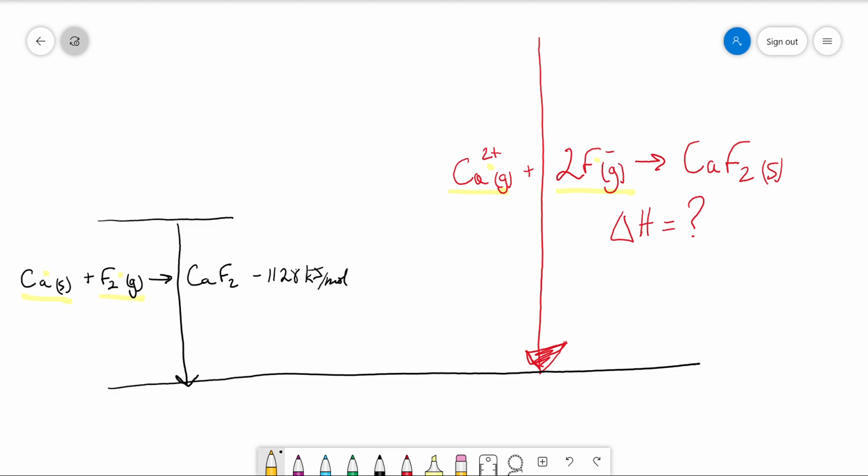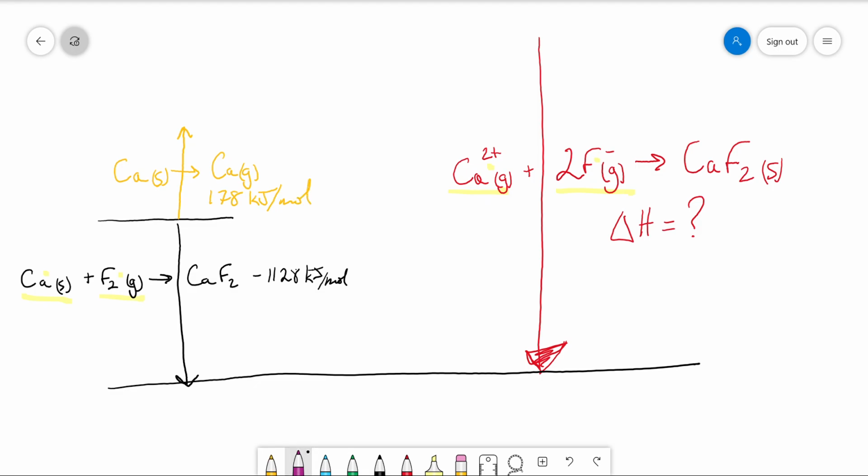All right, so the first step, I'm just going to deal with calcium first. I'm going to ignore fluorine for a minute. So let's do the first step for calcium. The first step is to turn the calcium solid into a gas. So that's sublimation. So Ca solid goes to Ca gas. And that's sublimation, and we're given the energy for that is 178 kilojoules per mole.